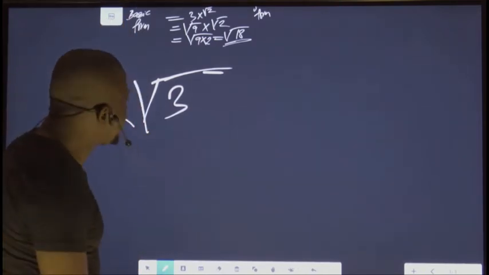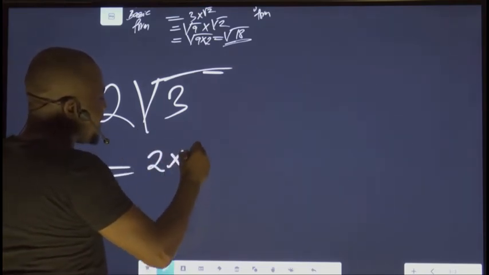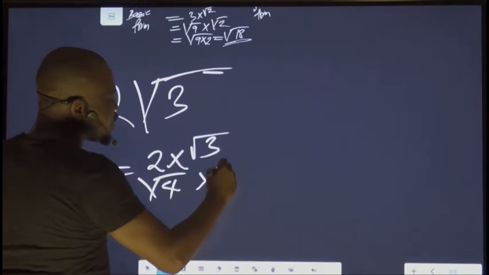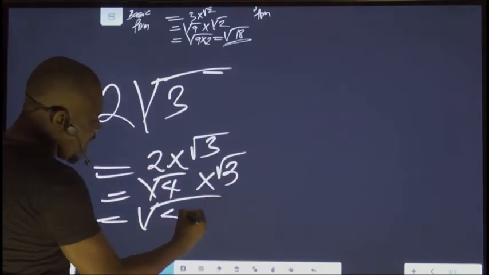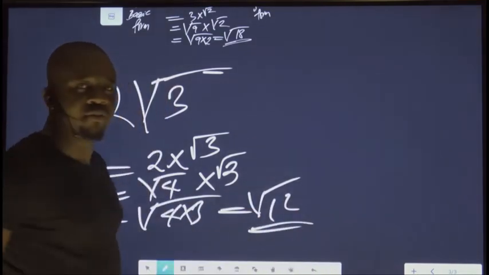What about this? 2 and 3, from this basic form, you are asked to move it to the surds form. Simple. That is, this now means 2 multiplied by the square root of 3. This means the square root of 4 multiplied by the square root of 3, because the square root of 4 will give us 2. You say 4 multiplied by 3, which is equal to the square root of 12. Okay?